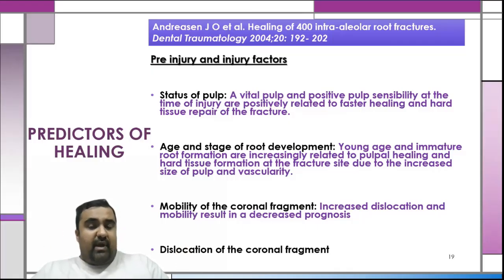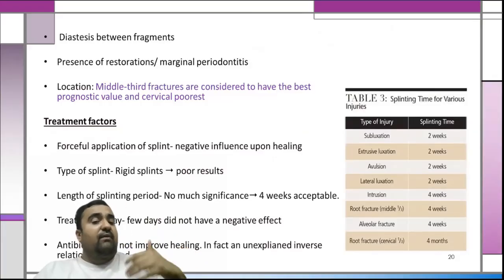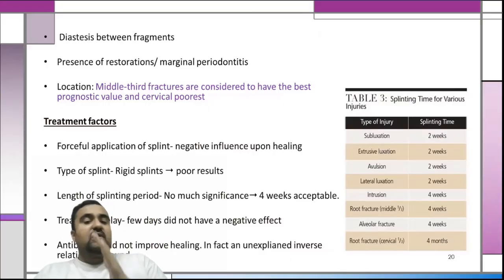Mobility of the coronal fragment. Increased dislocation and mobility result in a decreased prognosis. And also various factors like diastasis, presence of restorations or marginal periodontitis, and whether the fracture is in the middle third, which is considered to have the best prognostic value, while cervical is said to have the poorest prognostic value.